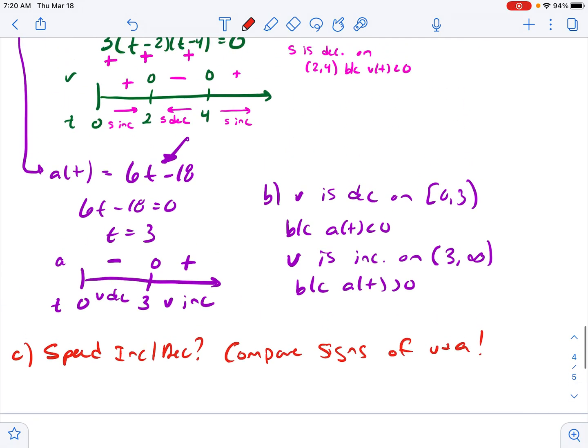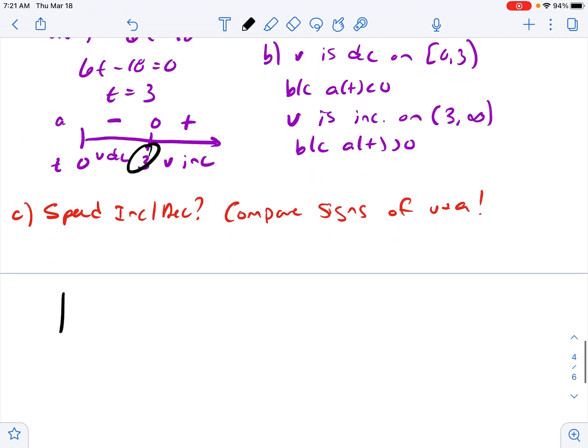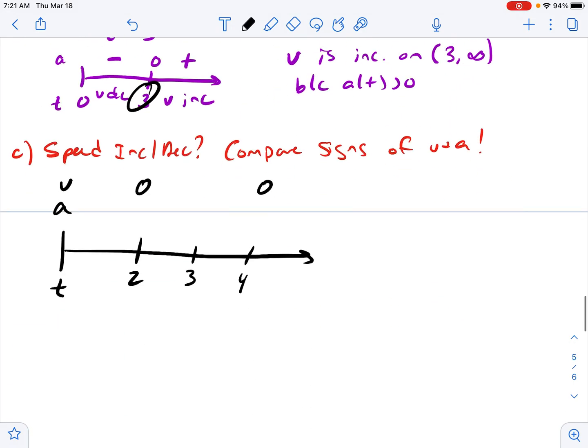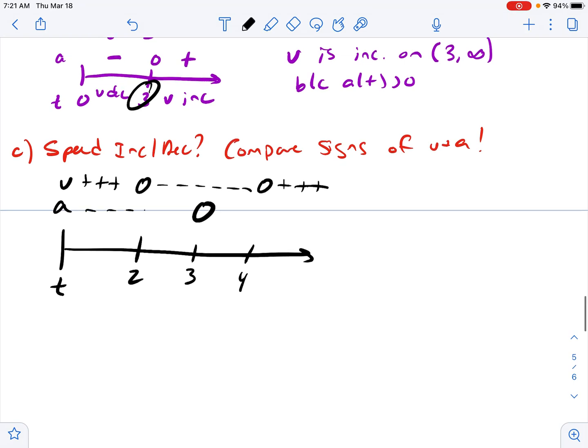Okay, and we don't have to work too hard for that. We've got both these number lines right up here, okay? And again, I'm going to kind of put them together in a single number line, and we have 2, 4, and 3 as our zeros. Okay, and we'll have a velocity and an acceleration. Velocity was 0 at 2 and 4. That went positive, negative, positive. Acceleration 0 at time 3, that went negative, positive.